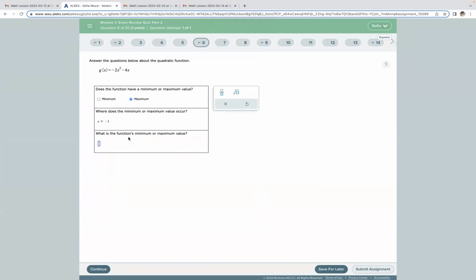But yeah, the first thing is, does it open up or down? And it opens down because there's a negative in front, so that has a max. That looks good. Where does the minimum or maximum occur? That's based on the minus b over 2a. Yeah, which I did. Which appears to be 4 over -4, which is at -1. Great. And that's from the next box, putting -1 back in for x.